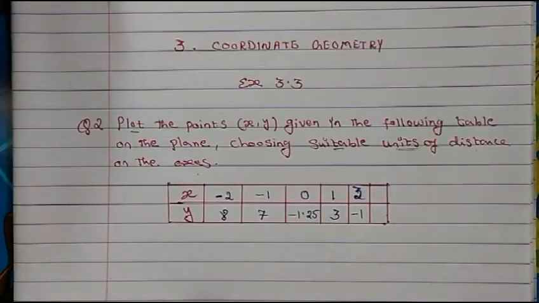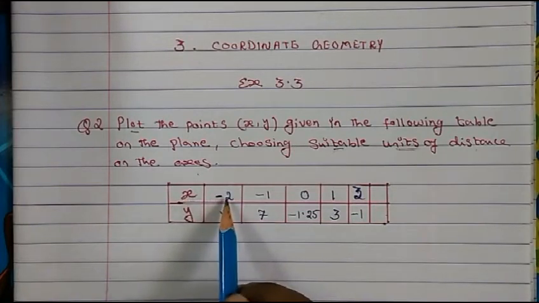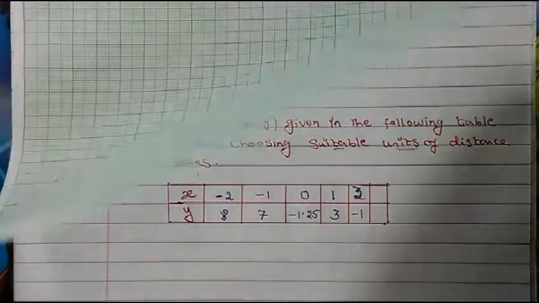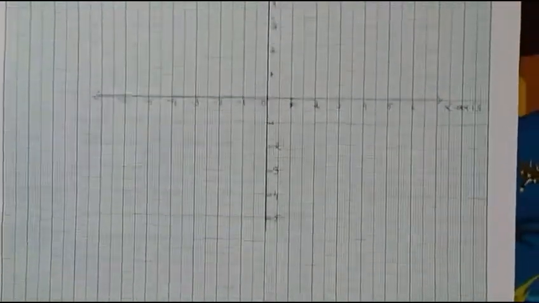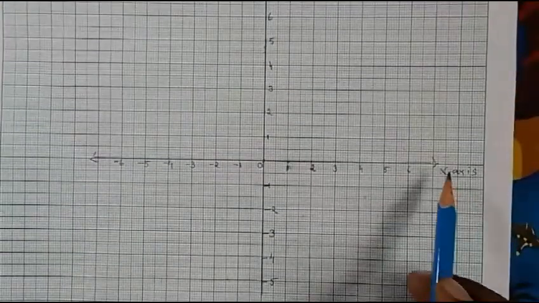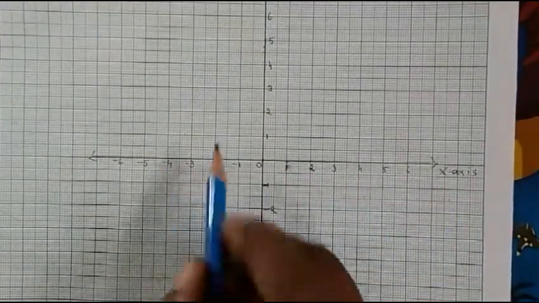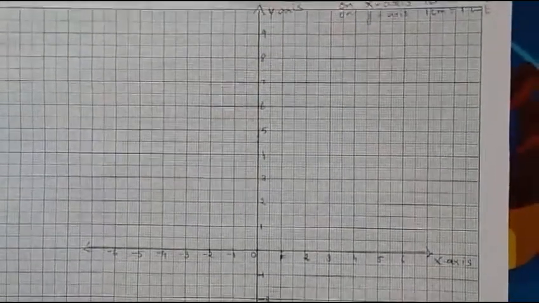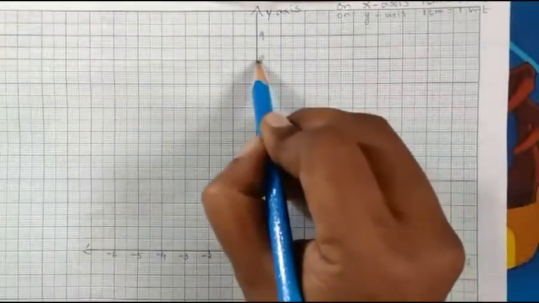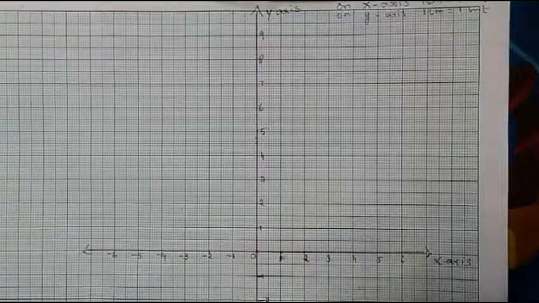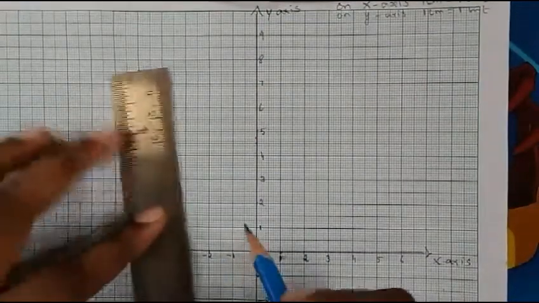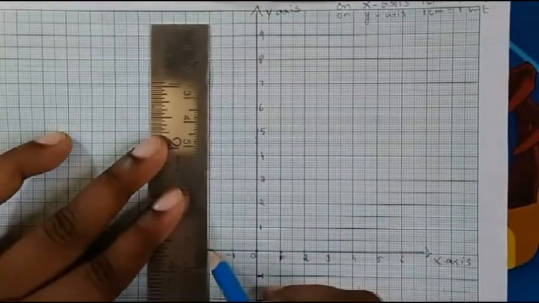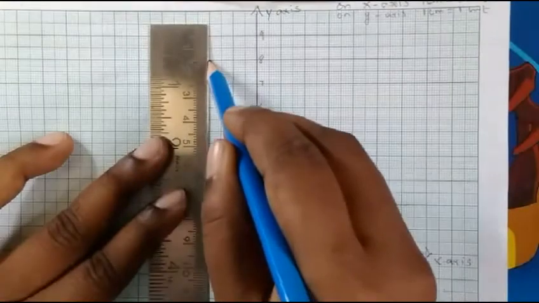Okay, so our first point is what? Minus 2 and 8. On x it is minus 2 and on y it is 8. So let's plot minus 2 and 8. Minus 2 on the x-axis is here. And on y it should be 8. So on the y-axis, 8 is here. The point where both meet is the point we have to mark. So minus 2 is here, and I go in the up direction because 8 is up. So minus 2 to here.